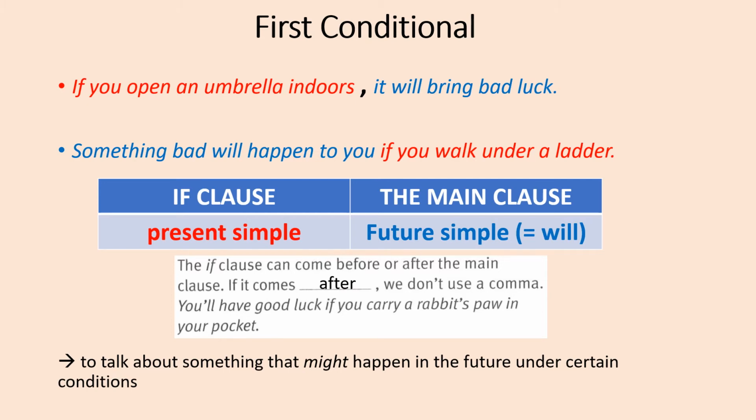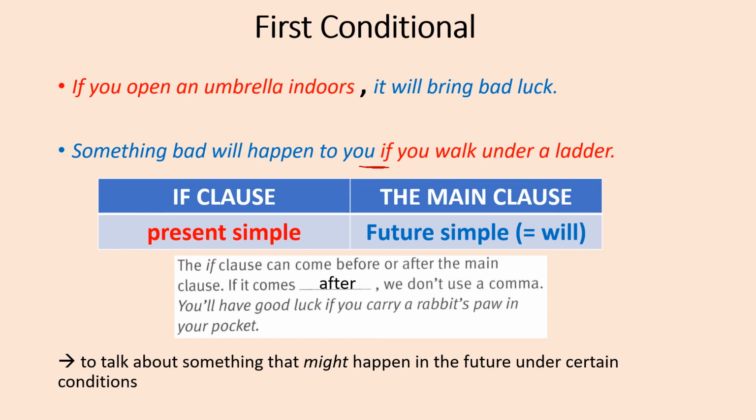On the other hand, in the main clause, you can see a result. It will bring bad luck. Something bad will happen to you. In the main clause, you use future simple. The if clause can come before or after the main clause, as you can see here. However, if it comes after the main clause, we don't use a comma, such as in this example. There is no comma here. Here is another example. You'll have good luck if you carry a rabbit's paw in your pocket.